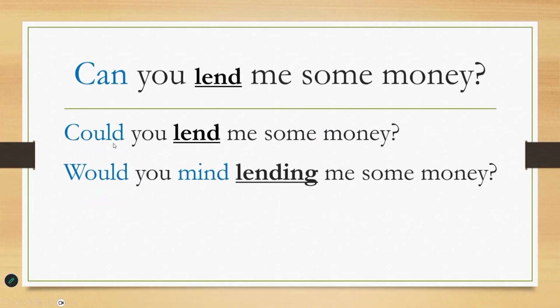Next point. This one is, can you lend me some money? We can say, could you lend me some money? Or we can say, would you mind? But would you mind plus verb ing. Don't say, would you mind lend. Would you mind plus verb ing. So this one is, would you mind lending me some money?